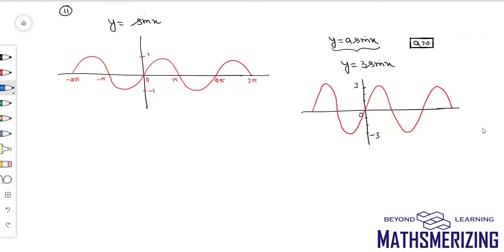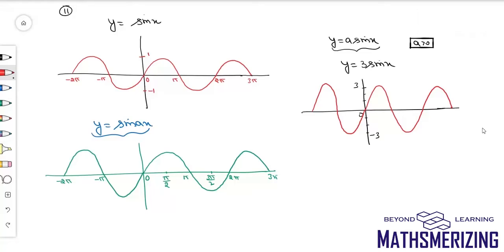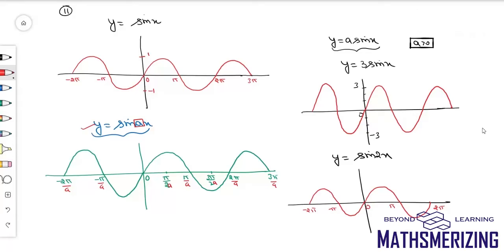Now what if I need to draw the graph of y equals sine ax? What I'll do is, first I'll draw the graph of sine x and then I'll divide every value by a. So that's the graph of y equals sine ax. Say for example, if I have to draw the graph of y equals sine 2x, I'll draw the graph of sine x and then divide every value by 2. So basically, it's a graph of sine 2x.